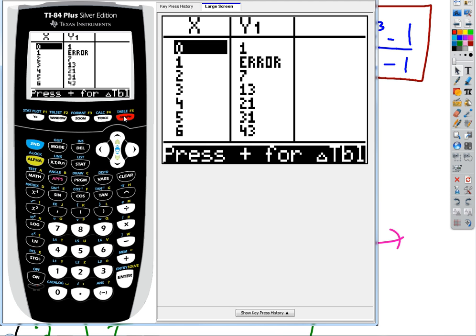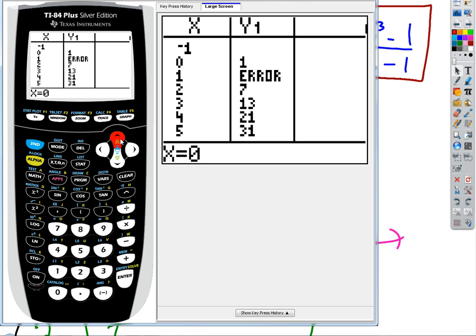Now I can go either way. If I want to go up a little bit, I just do that. So at negative 2, when x is negative 2, y is 3, right? No big deal. When x is negative 1, y is 1, right? These are telling me the positions, the x and y coordinates of that ant as he's walking along the function.